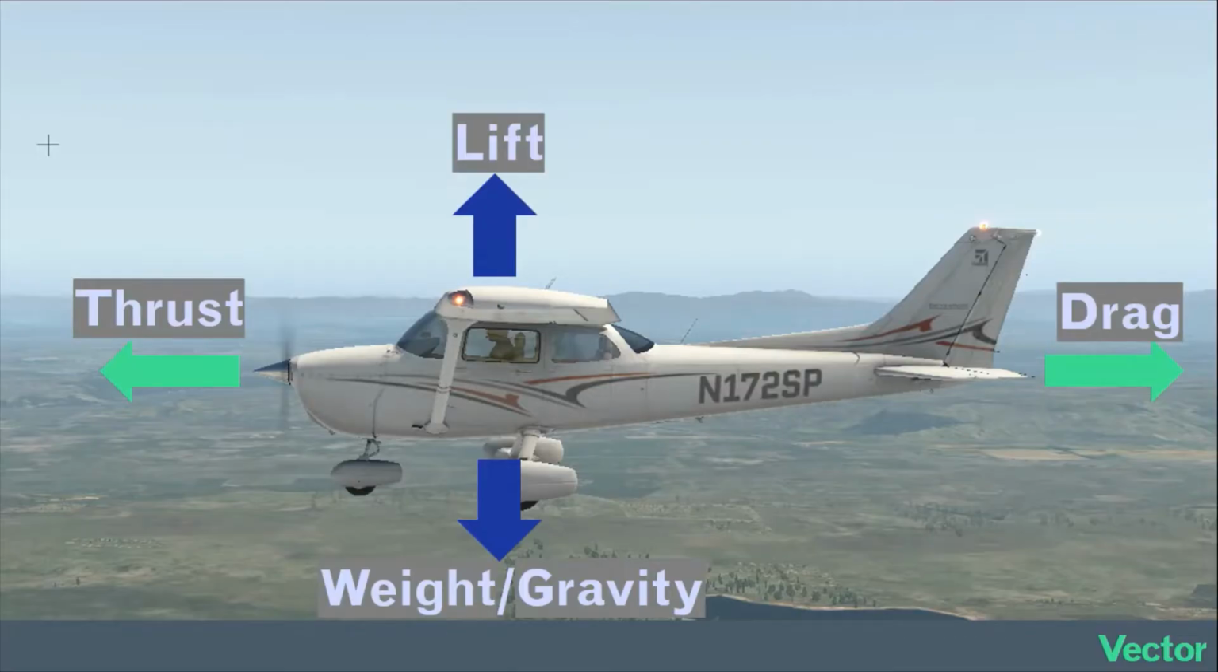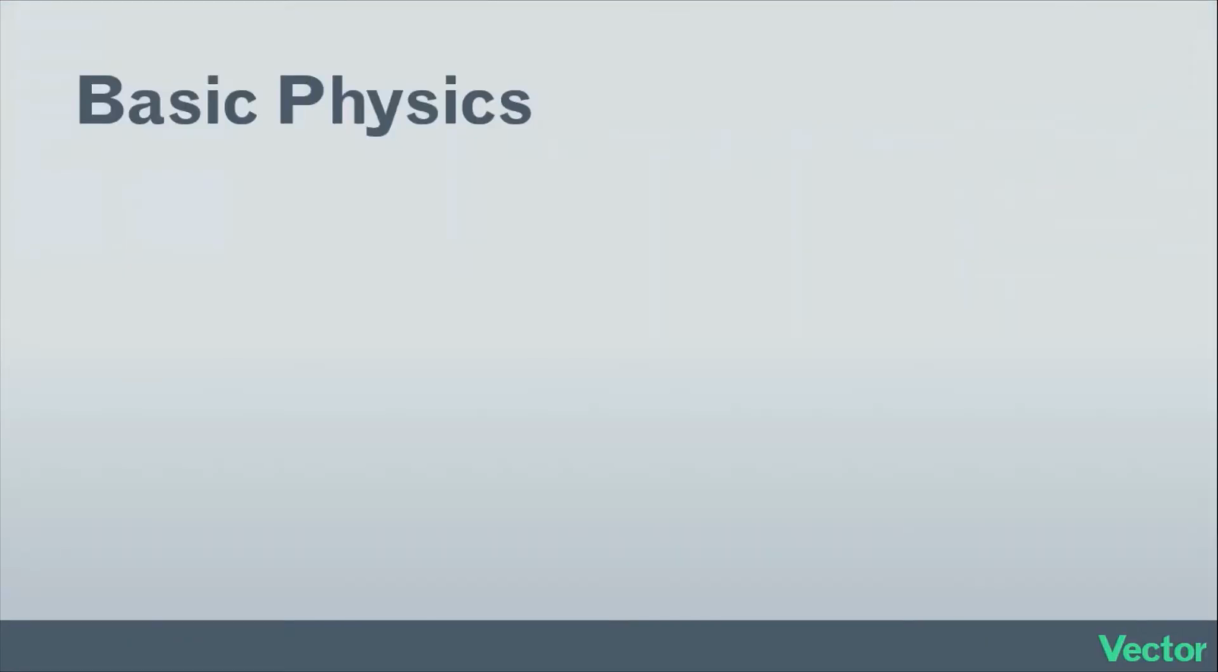So when lift equals weight, the airplane is at a constant altitude, and when thrust equals drag, the airplane is at a constant airspeed. So we're going to talk about all of these forces, but let's start with lift. In order to really properly visualize lift, we just have to go over some very basic physics.